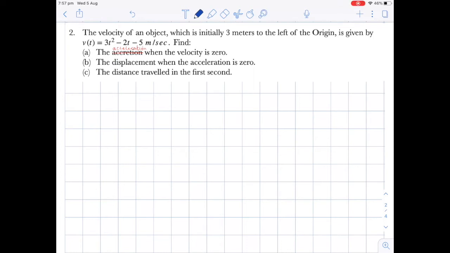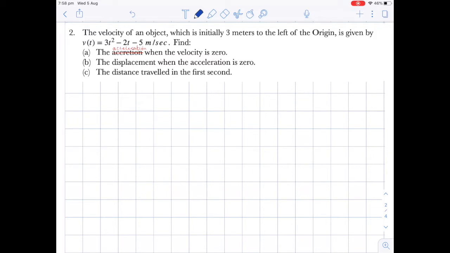The second kinematics example that I'm going to have a look at now is this question, which states the velocity of an object, which is initially 3 meters to the left of the origin, is given by v(t) equals 3t squared minus 2t minus 5 meters per second. Find the acceleration when the velocity is 0, the displacement when the acceleration is 0, and the distance travelled in the first second.